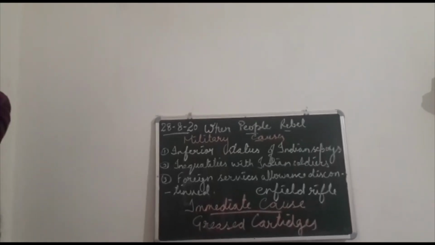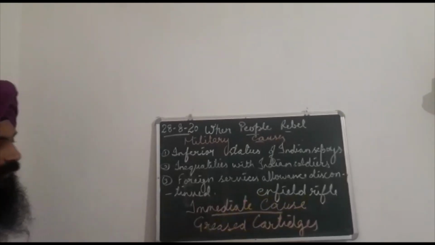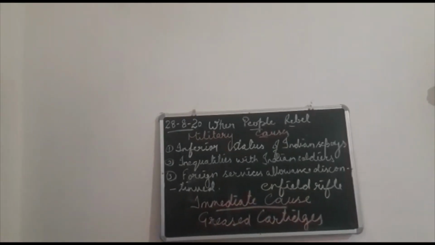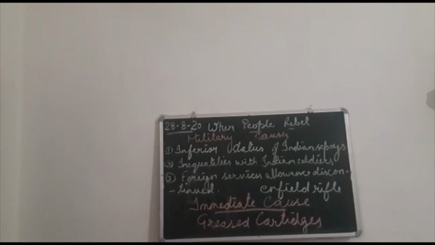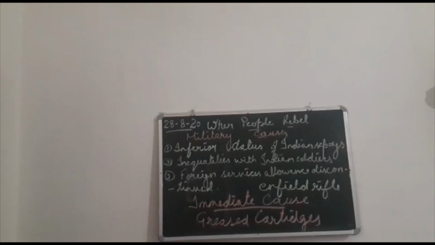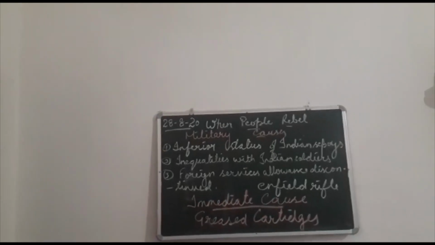The rumor was that the Enfield rifle cartridges were greased with the fat of cows and pigs. This rumor spread among the Indian soldiers that the cartridges, the bullets which were filled in an Enfield rifle, were covered with the fat of cows and pigs. It created an offensive feeling among the Hindus and the Muslims, and they refused to use the new Enfield rifle.